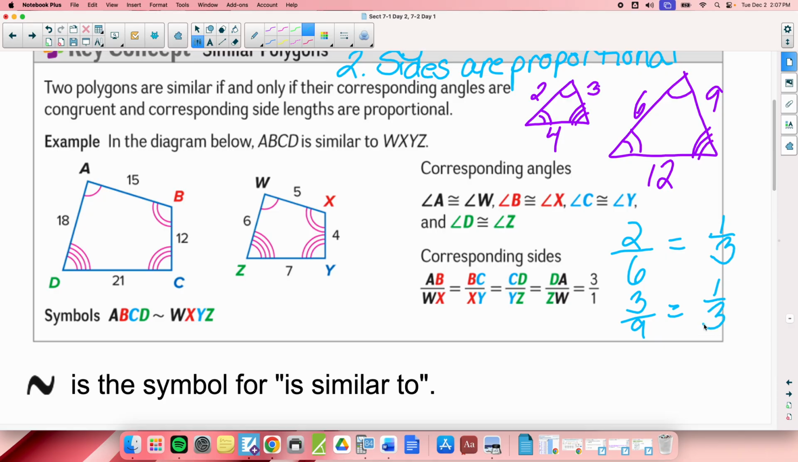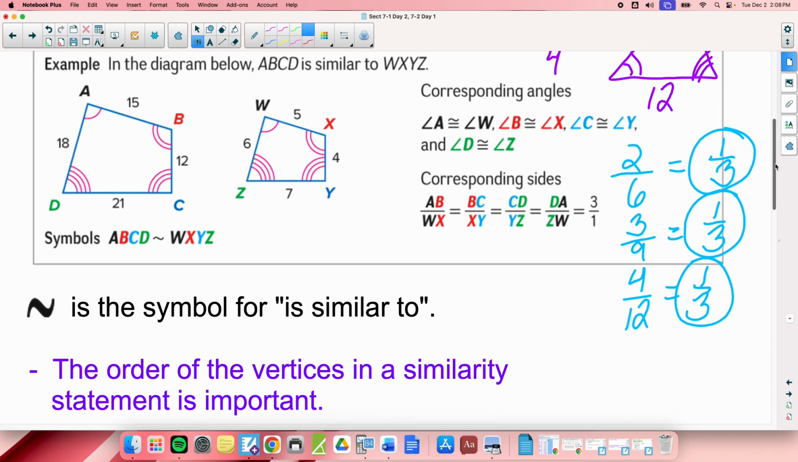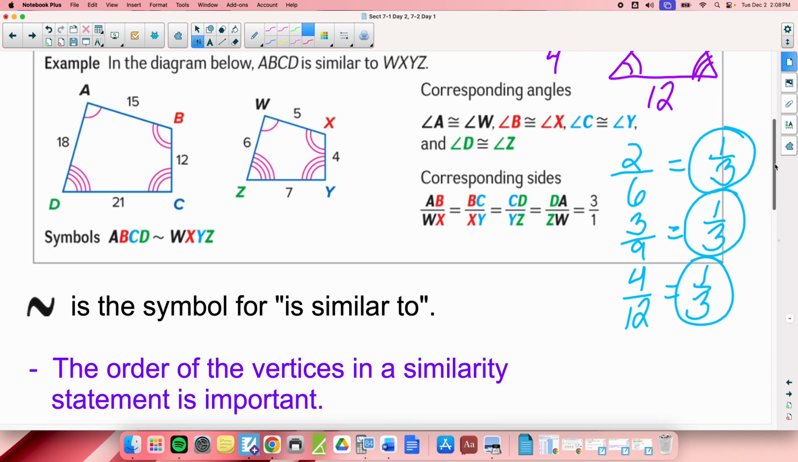And then when you take your largest side here, which is 4, over your largest side here, which is 12, you still get 1/3. So instead of your sides being congruent, your sides are in the same ratio. If they're not, that means it's not similar, okay? Another thing that will happen today is they'll ask you to list your corresponding angles, and you're just looking at how many arcs they have to determine that, okay?